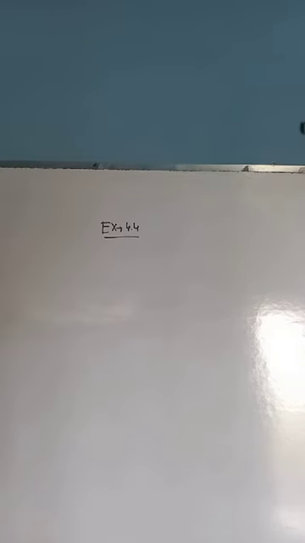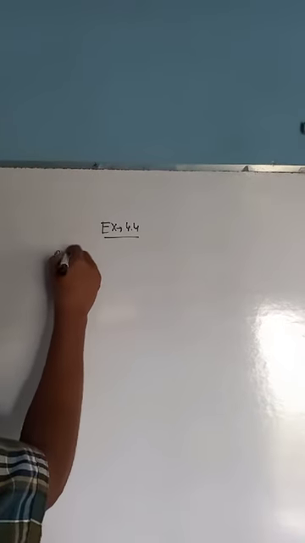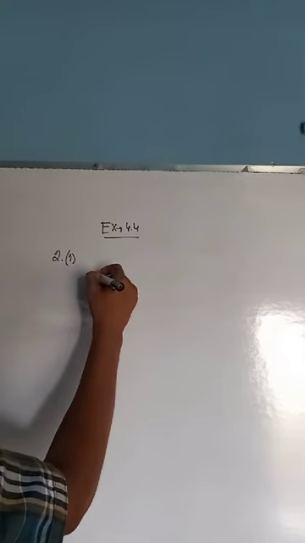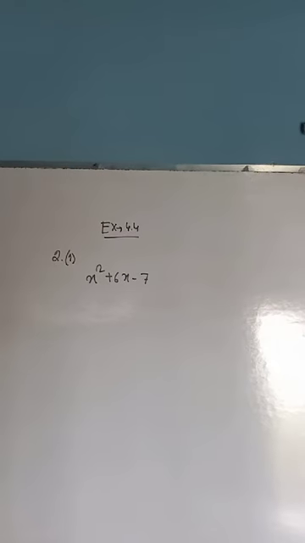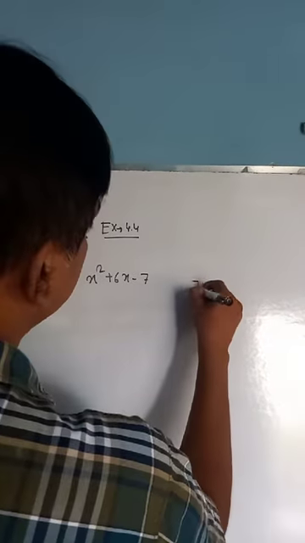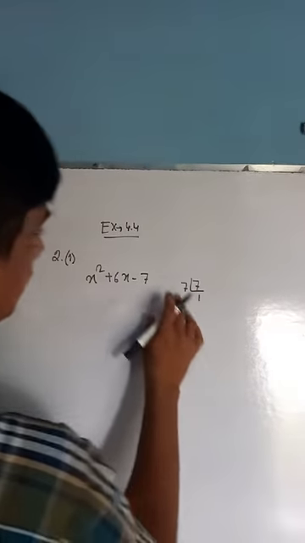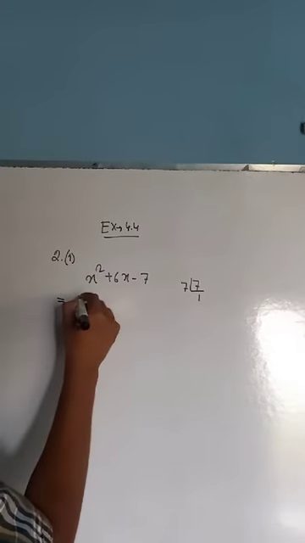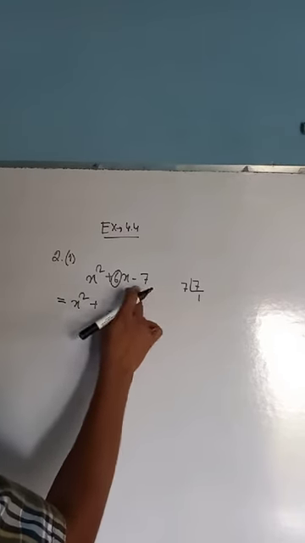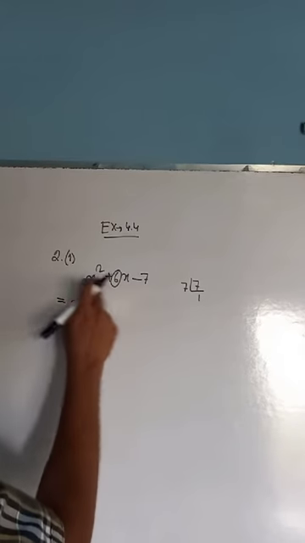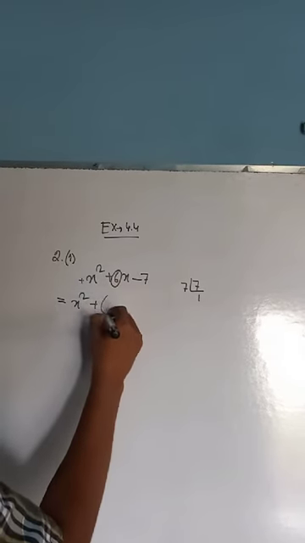Next, another example, suppose 2 and 1: x square plus 6x minus 7. Check it: x square plus 6x minus 7. What are the factors? 1 and 7. So you get these two. x square is there, plus sign, and 6. How can I get the 6? 7 minus 1. Why minus 1? Because plus and minus signs are there, and plus and minus gives a minus.